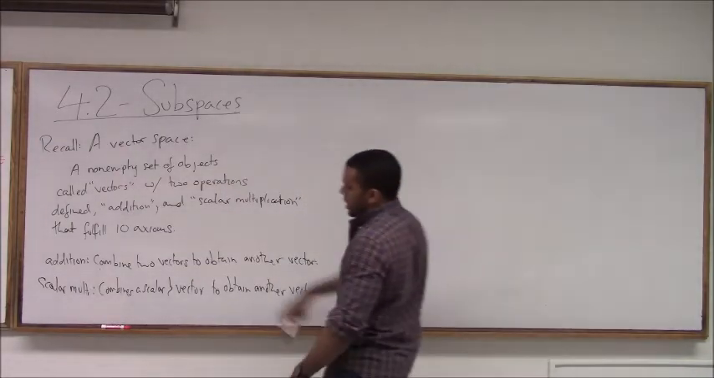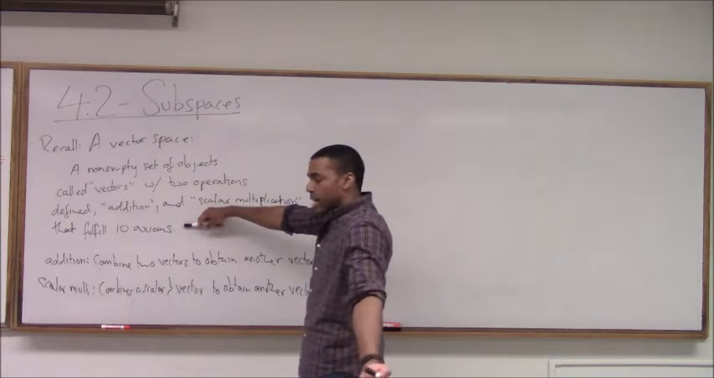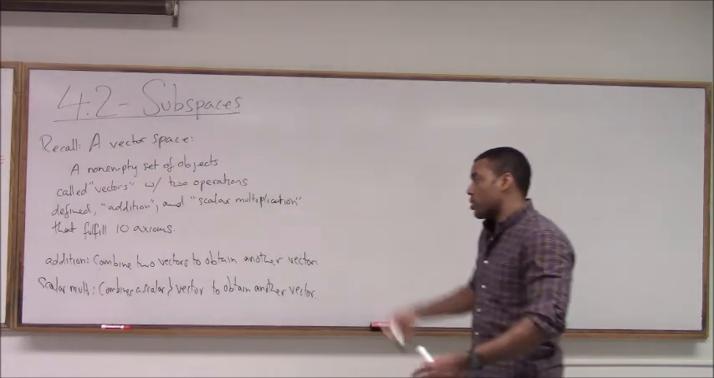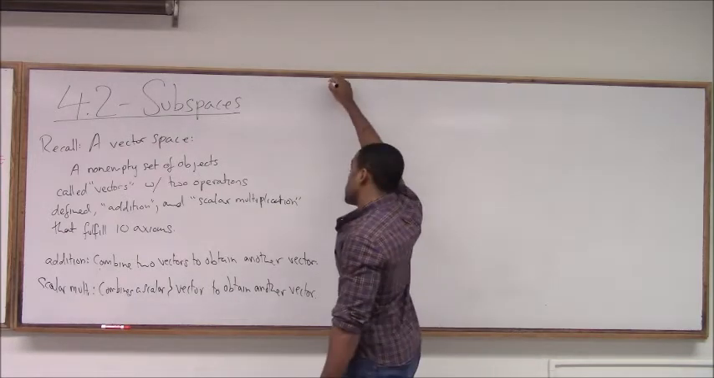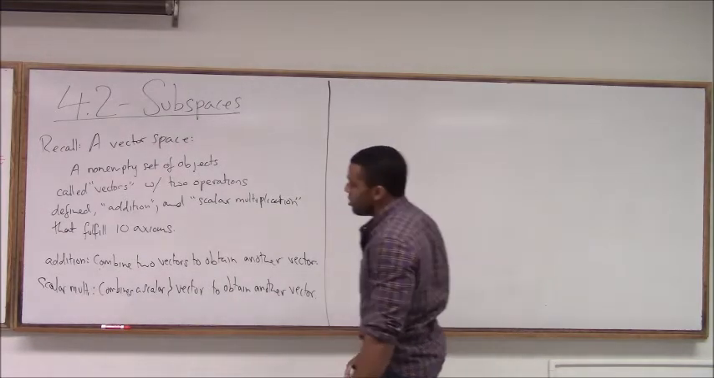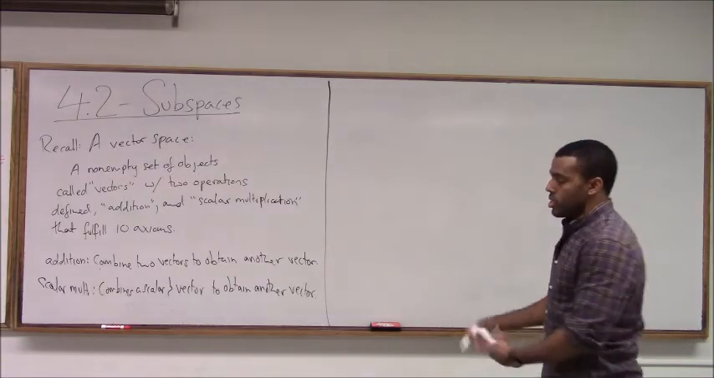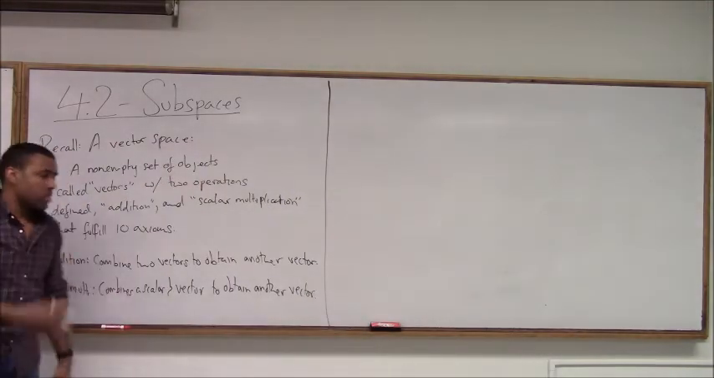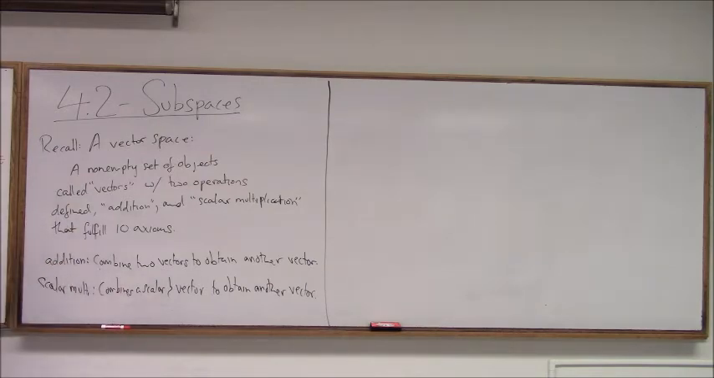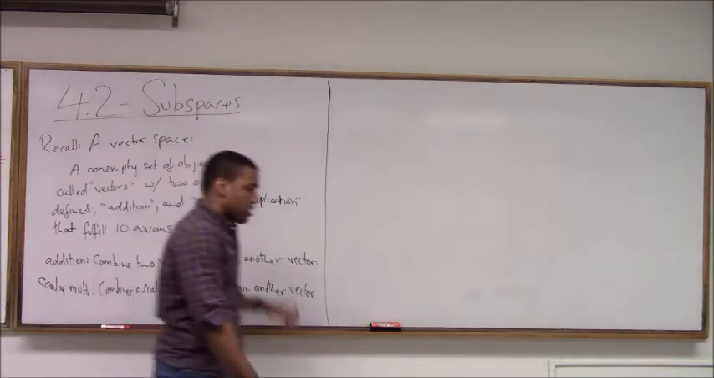The 10 axioms are basically the algebraic properties of the vectors that you're familiar with from calculus 3. So if you add two vectors, you get another vector. There's a zero vector. Each vector has a negative. Addition is commutative. It's associative. And 1 times the vector is the vector itself, and so on and so forth. And you have distributive properties and etc. Okay, so that was a vector space.